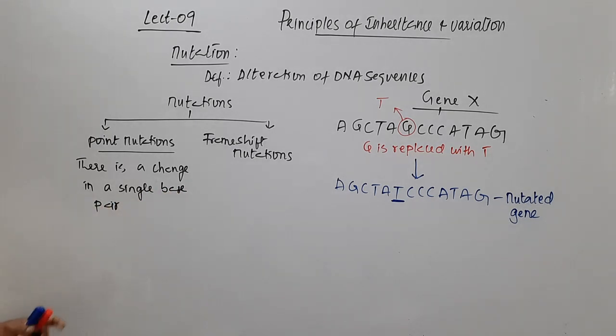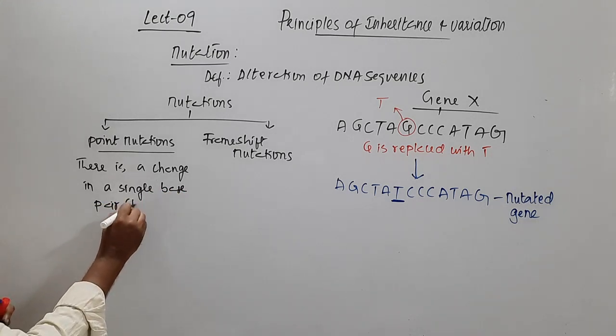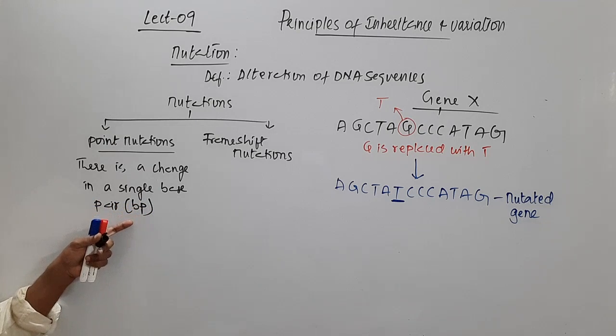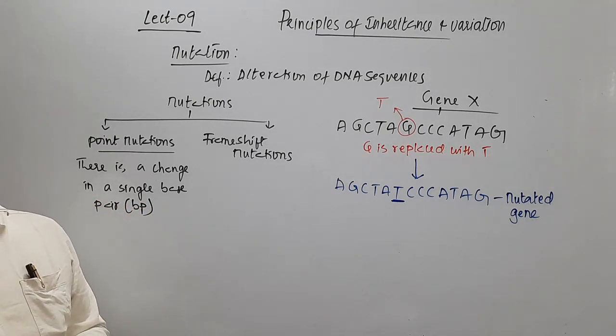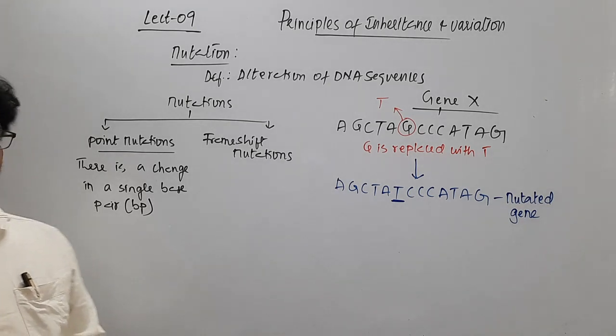There is a change in a single base pair. So in short, I'll write small b, small p. Those things we will understand in our coming sessions, what actually this base pair is, when I discuss DNA structure in detail in the next chapter, molecular basis of inheritance.